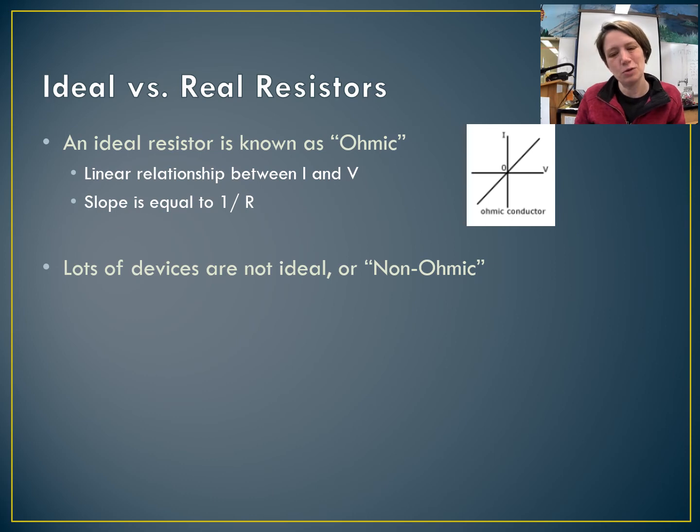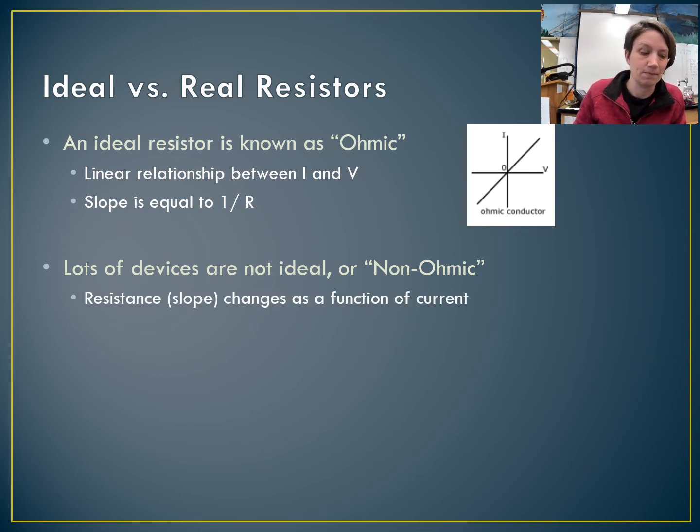Now, it turns out in the real world, things are never quite that simple. Lots of devices that we actually encounter are not ideal, aka non-ohmic. And in the AP problems, they should specify very carefully whether we're talking about an ohmic resistor or a non-ohmic resistor. In a non-ohmic resistor, the resistance isn't constant. It changes somehow as a function of current.